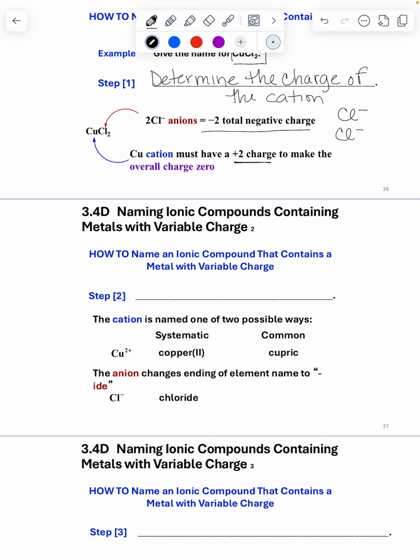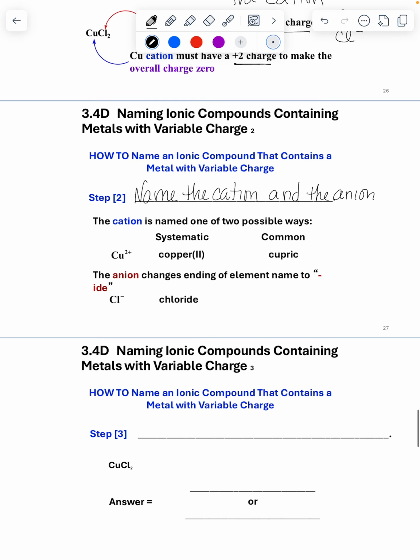Step number 2 is to name the cation. And then follow that with the name of the anion. But the one thing that changes now is that you have to either use the systematic naming, which uses Roman numerals, or the common naming, which uses the Latin word and the appropriate ending.